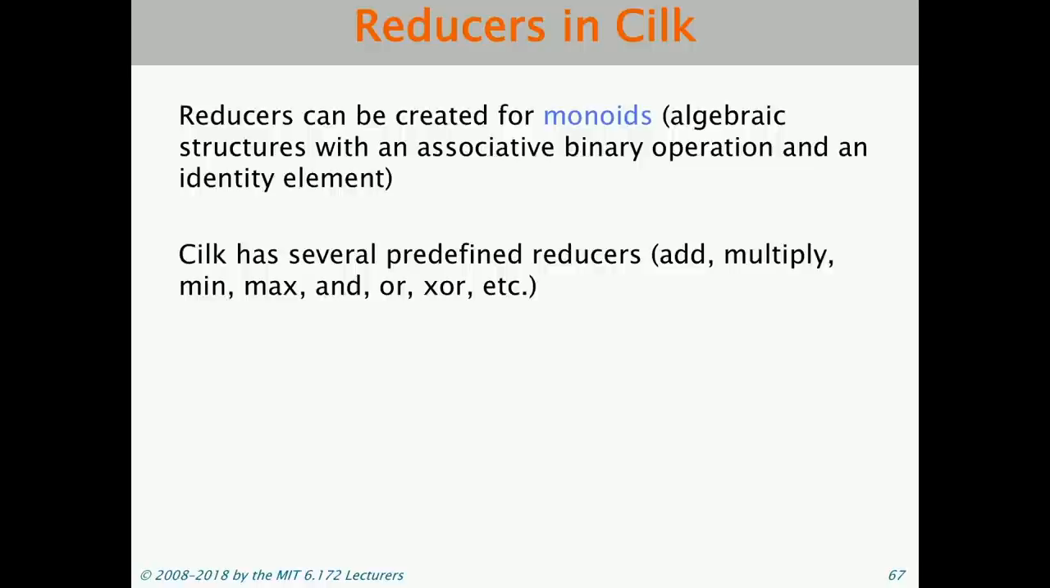Cilk also has several other predefined reducers, including multiplication, min, max, and, or, xor, et cetera. So these are all monoids. And you can also define your own reducer. In fact, in the next homework, you'll have the opportunity to play around with reducers and write a reducer for lists. So that's reducers.